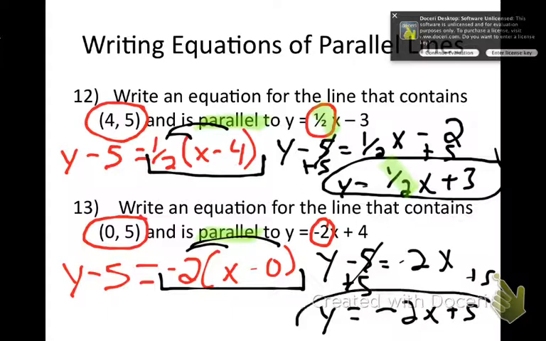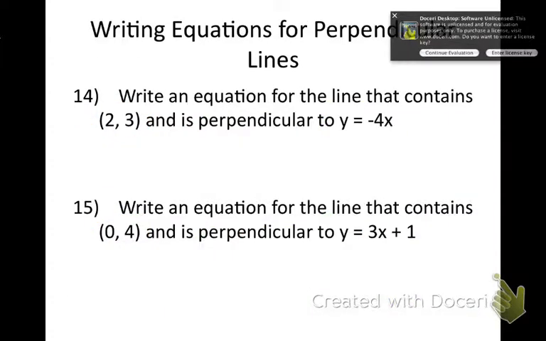Thank you. And I get y equals negative 2x plus 5. And what do I check? Well, my slopes are still the same. Hey, that's a parallel line now. Okay. Next two, a little bit tougher, but that's just because we're going to talk about perpendicular lines now.